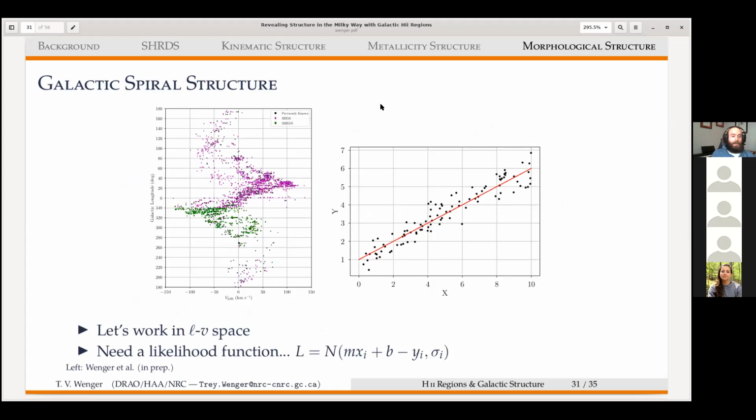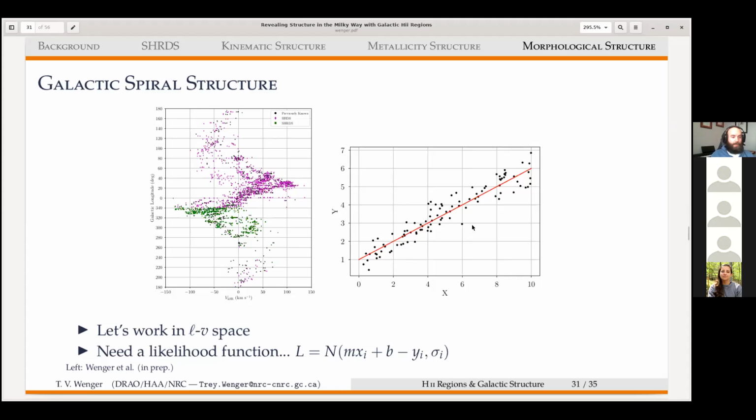And so my idea here was that maybe we should try to approach this problem in longitude-velocity space. What can we learn about galactic spiral structure or galactic morphological structure just using this diagram here on the left, which is the LV distribution of all of the H2 regions that we found. So if you want to fit a model, for example, a spiral model to this distribution, you need to be able to write down a likelihood function. You need to be able to write down something that you're going to maximize to show that this is the best fit model to your data.